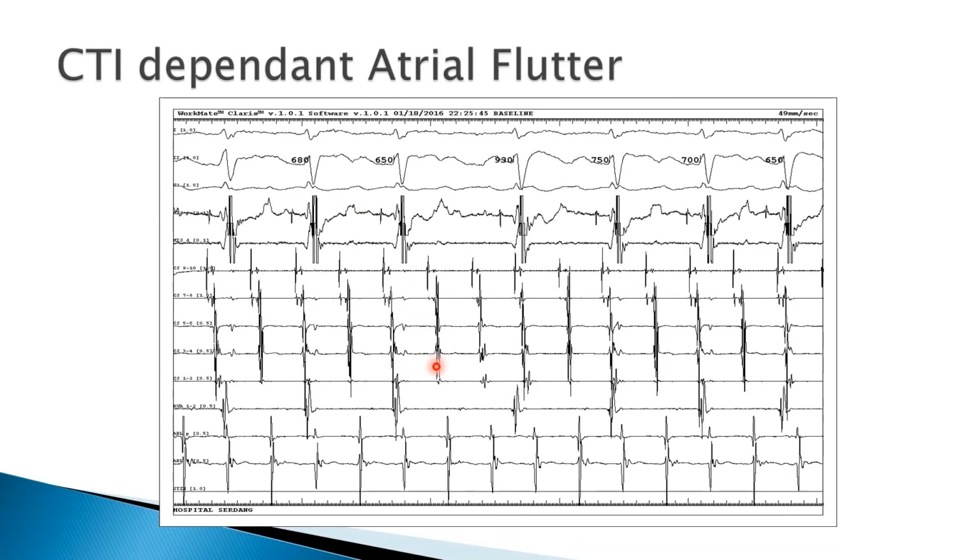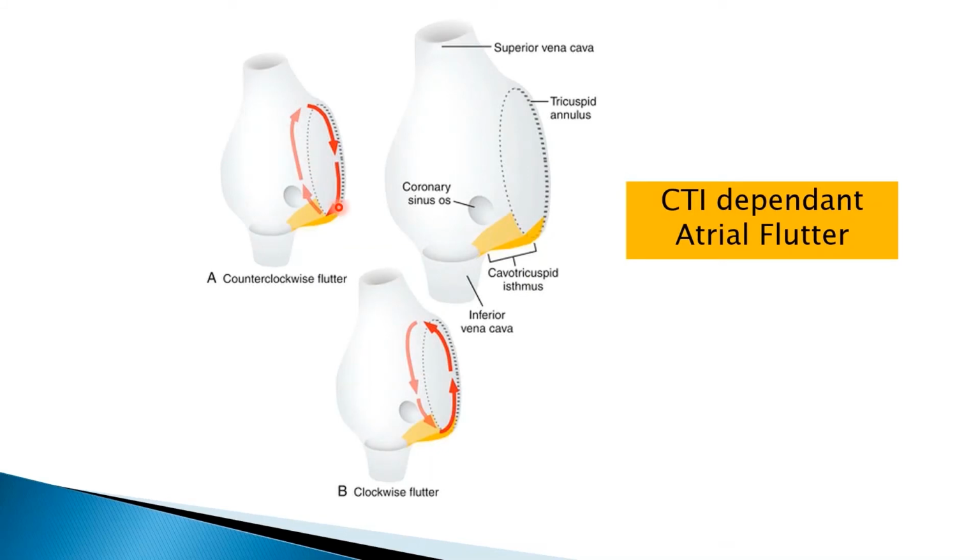electrograms itself. We do know that this is a typical CTI dependent atrial flutter, and most patients with atrial flutter will end up with a CTI dependent atrial flutter. It just basically means that the patient had an atrial flutter that goes around the CTI, the cavo-tricuspid isthmus. This is usually the place where there's the thinnest area of the tricuspid annulus with a lot of slow zone of conduction. And this is where we usually do the ablations to terminate the tachycardia.